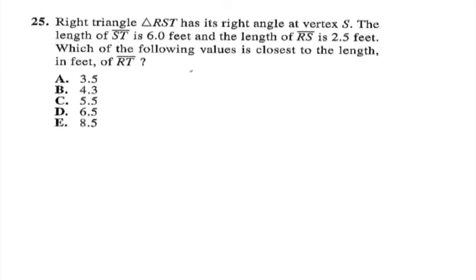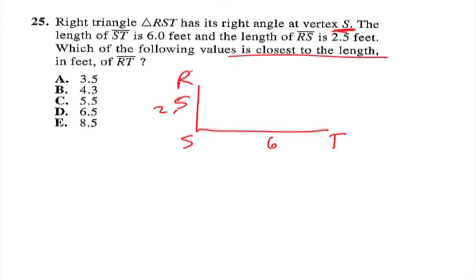Number 25. Right triangle RST has a right angle at vertex S, okay? And so we'll do it like this, and that'll be S. It tells me the length of ST is 6 feet. That's my long one, so I'm going to label that with a 6. And the length of RS is 2.5 feet. Which of the following values is closest to the length of RT, which is the hypotenuse?